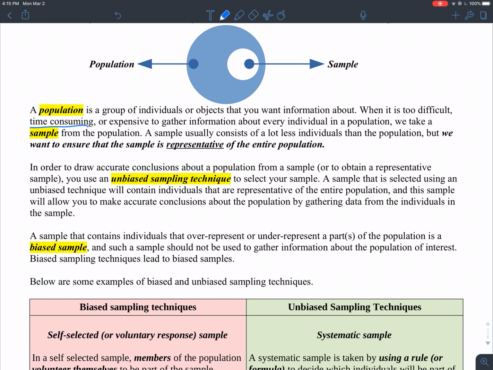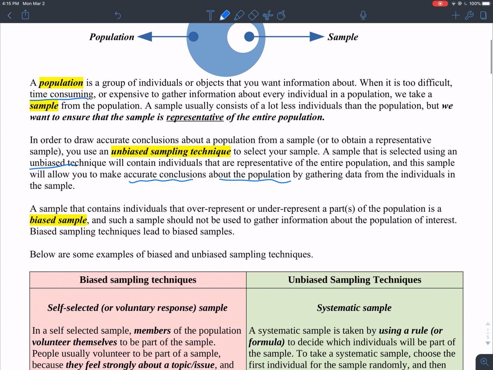So unbiased just means I don't favor any particular part of the population when I pick my sample, okay? So I don't get a sample that includes more of one type of person than another, basically is what we're talking about. So a sample that is selected using an unbiased technique will contain individuals that are representative of the entire population. And then when I get information from the individuals in that sample, I can make accurate conclusions about the population.